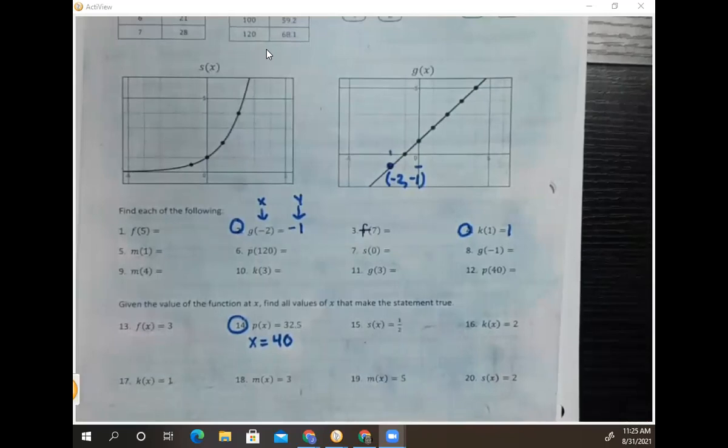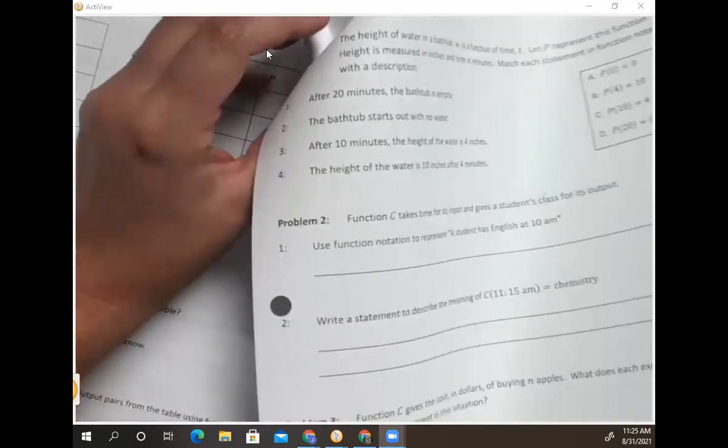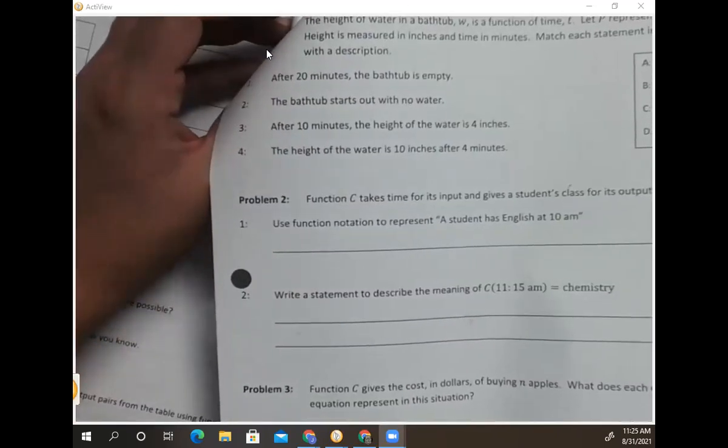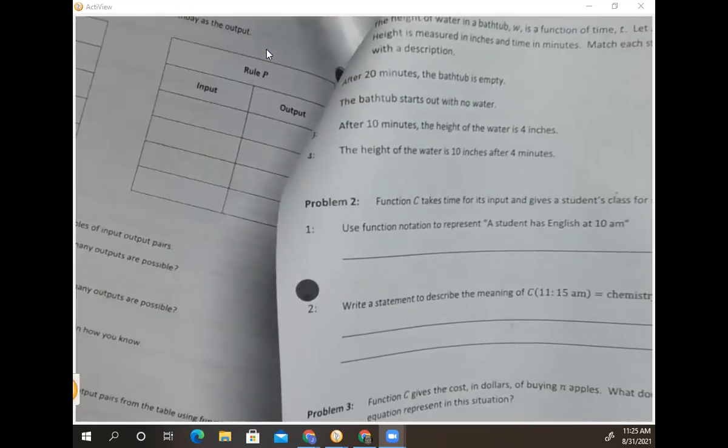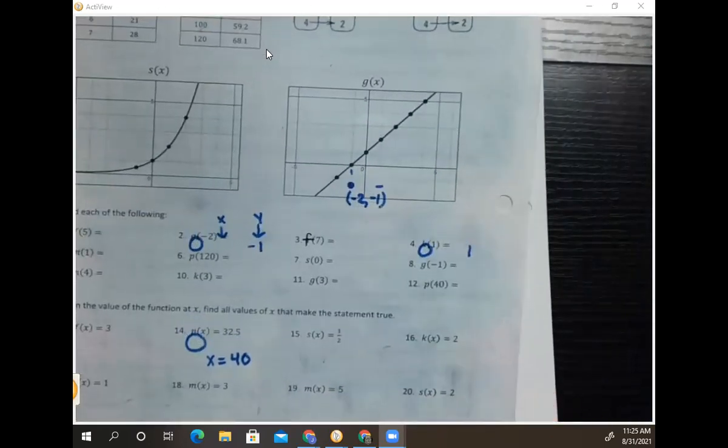Okay. So your homework for tonight is page 7. Page 7 is more practice, sort of describing what we're seeing with function notation, like what we did towards the start of class. So all of page 7, and then on page 8, just the odds.